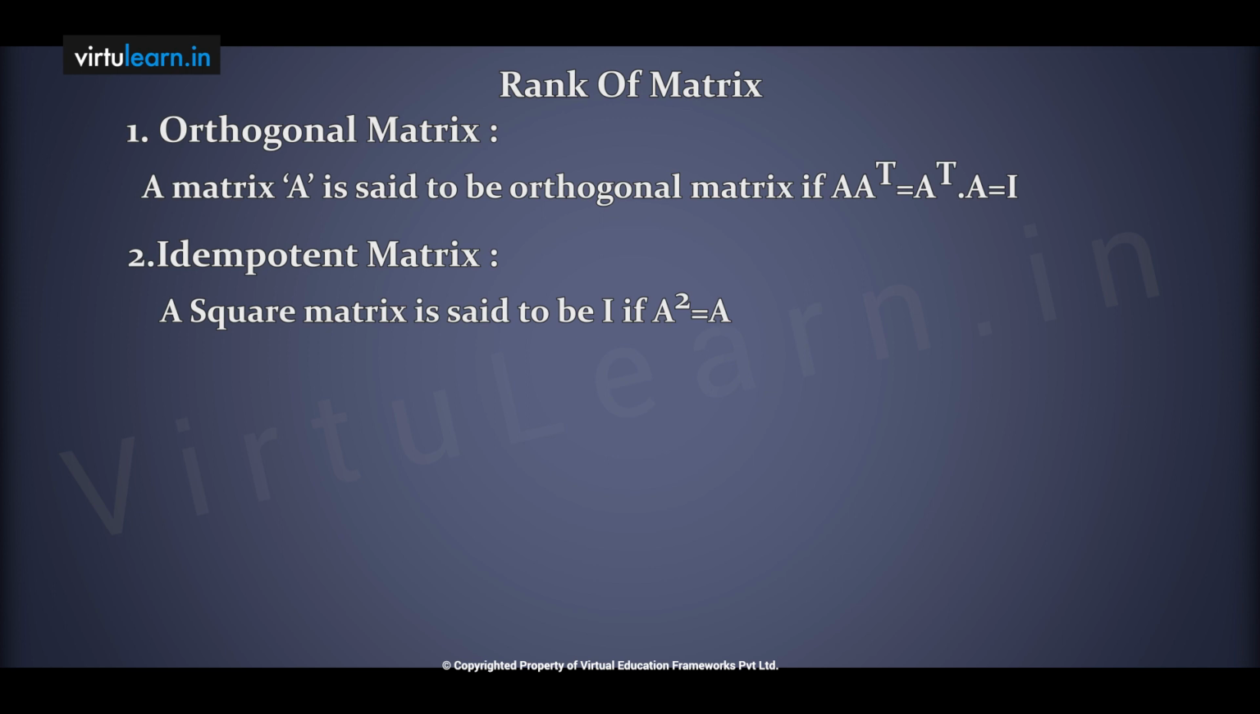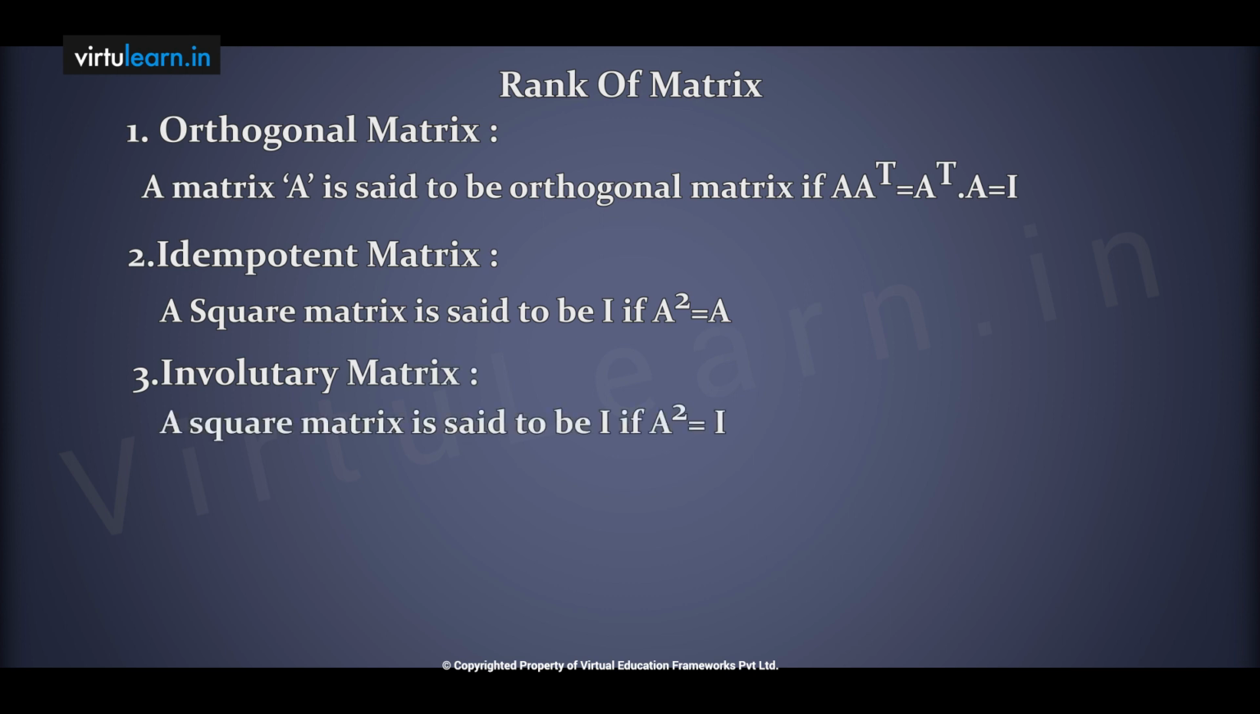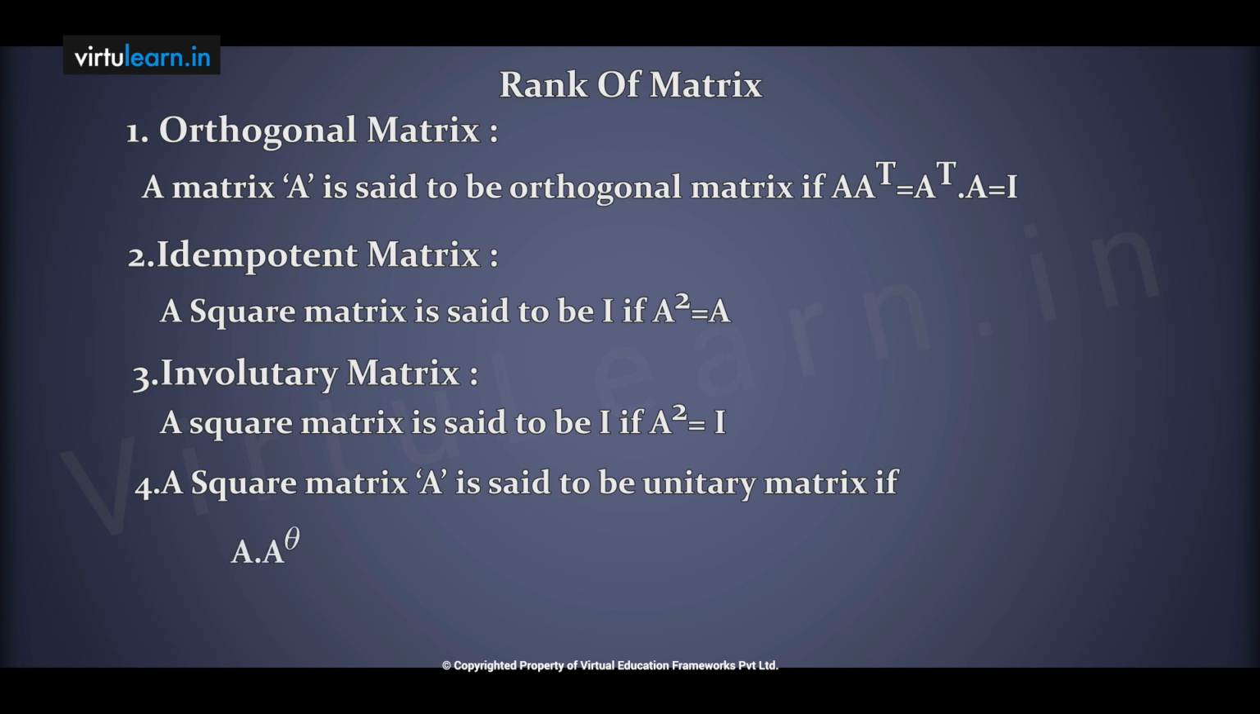Next, another definition, involutory matrix. A square matrix is said to be involutory if A square equals I. Next, unitary matrix. A square matrix capital A is said to be unitary if A into A power theta equals A power theta into A equals I. Here A power theta equals A bar whole transpose, or A transpose whole bar, both are the same.